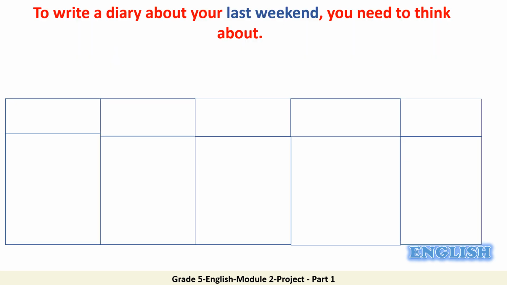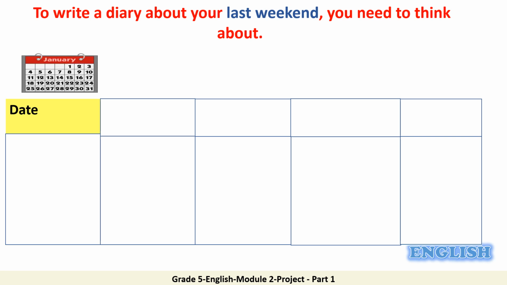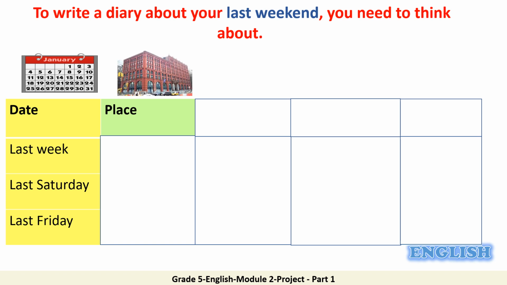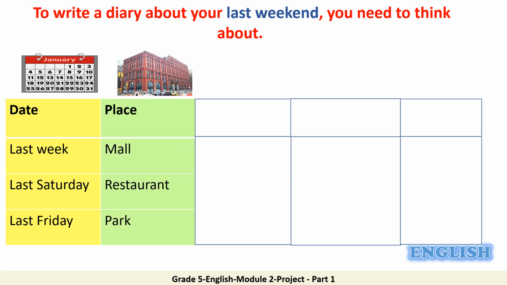Guys, what are the pieces of information that you need to write a diary? To write a diary about your last weekend, you need to think about date. You have to choose the day that you are going to write about. For example, last week, last Saturday, last Friday. Then you have to talk about the place where you went. For example, mall, restaurant, park.